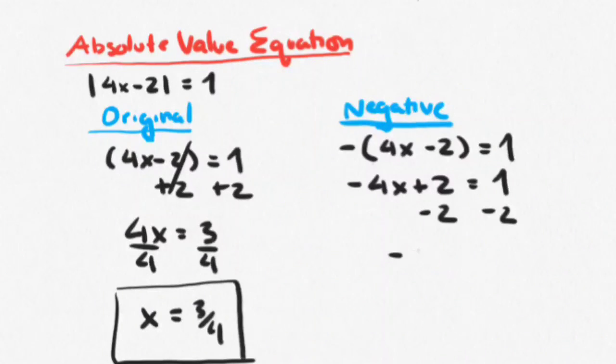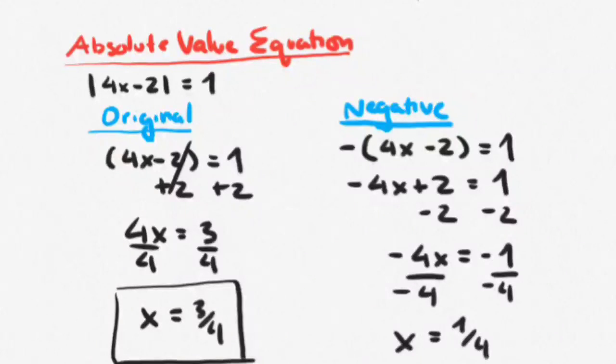You can go ahead and minus 2 on both sides. You end up with negative 4x equals negative 1. And you divide by negative 4, and x equals 1/4.